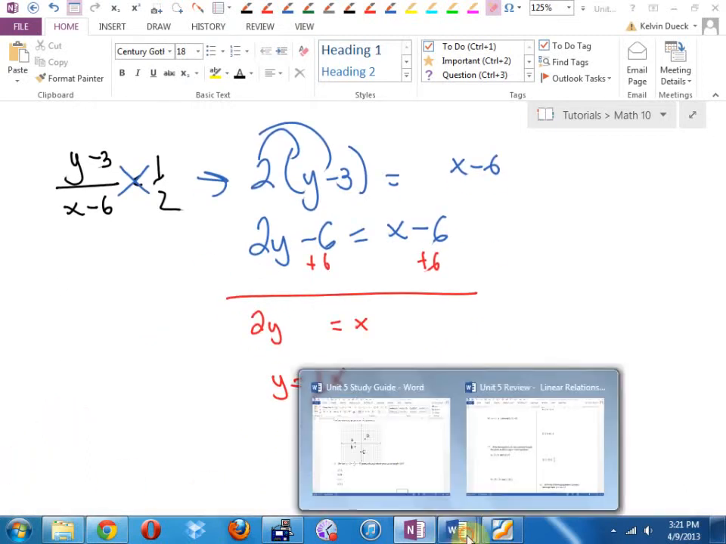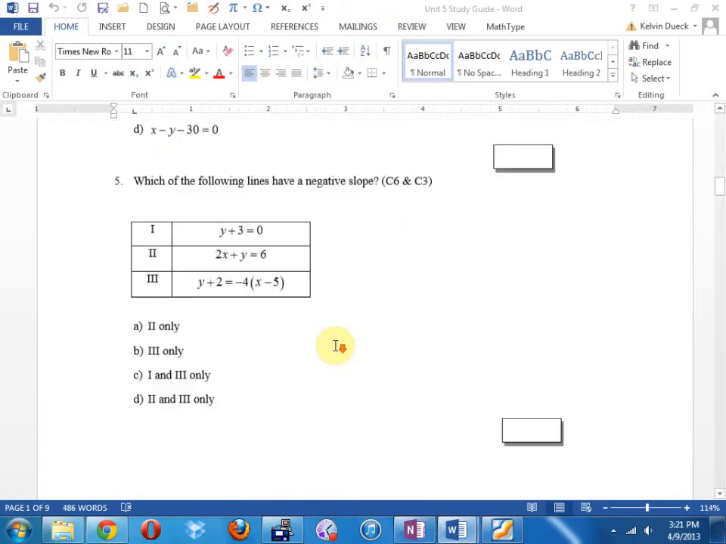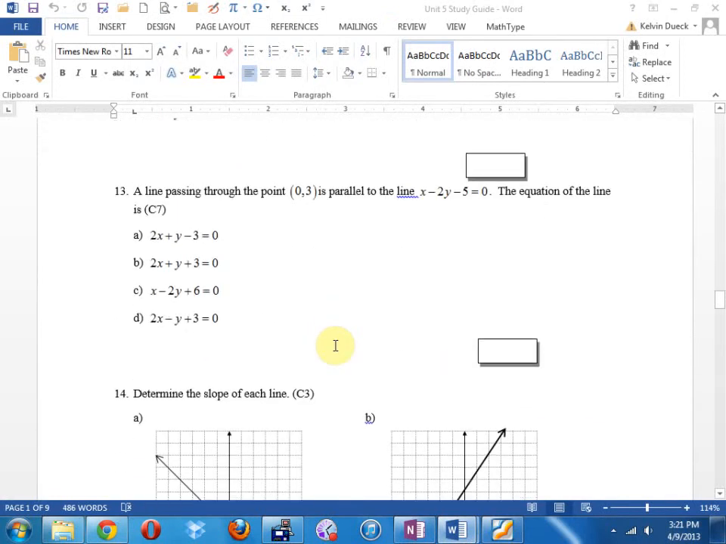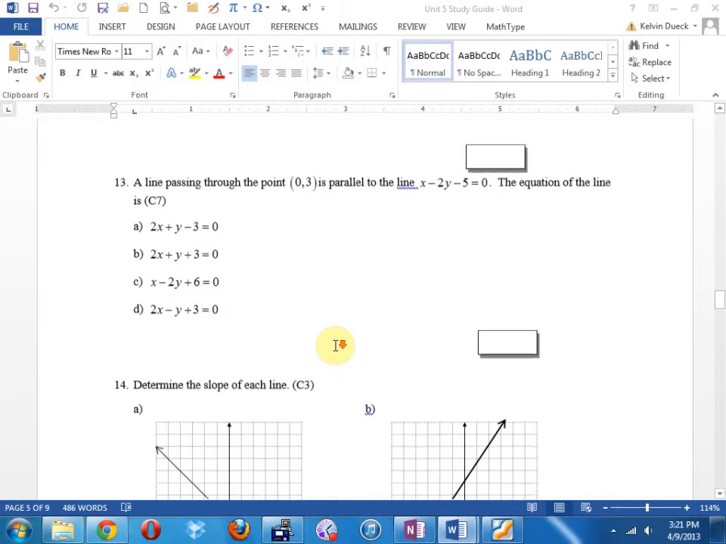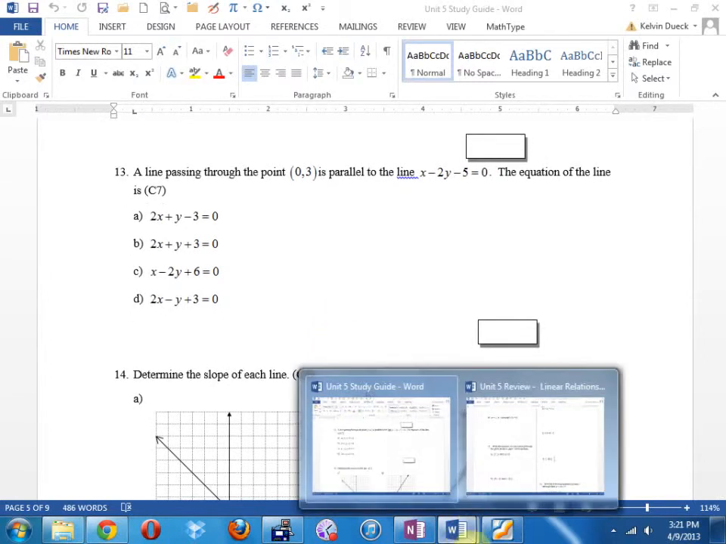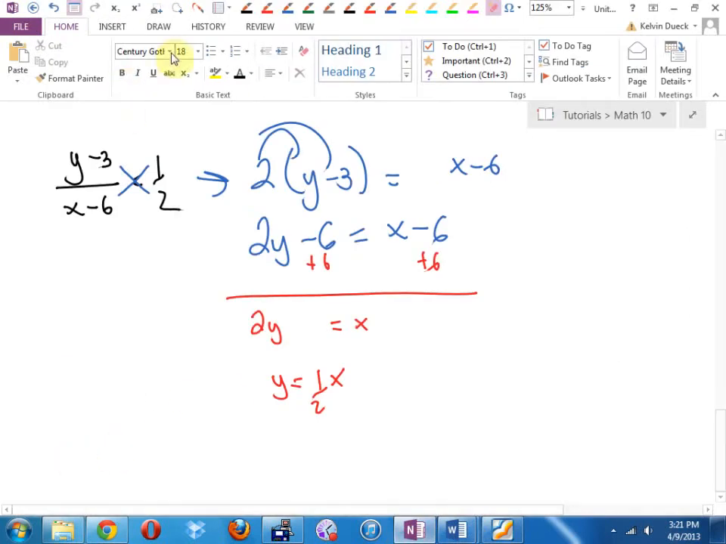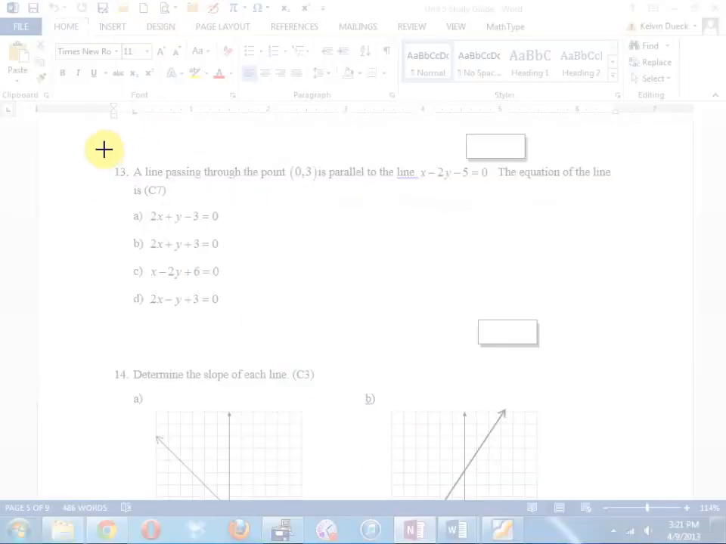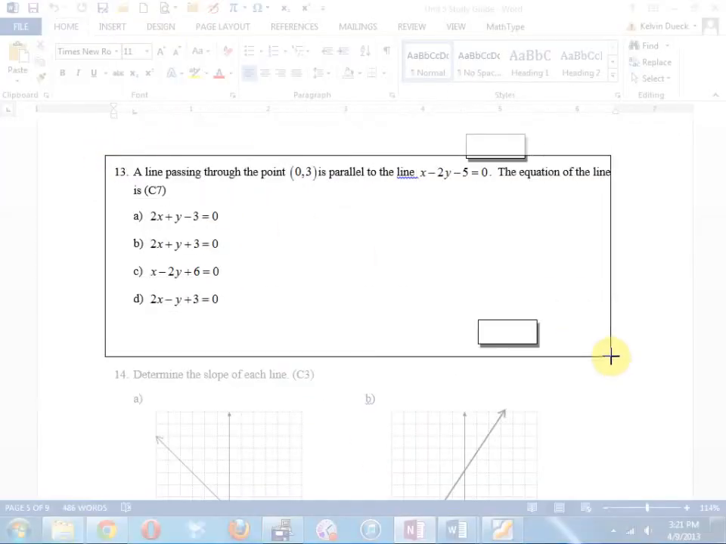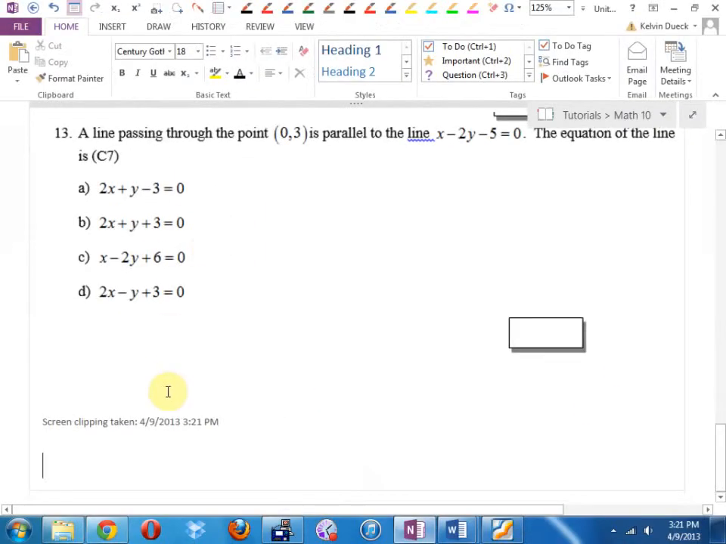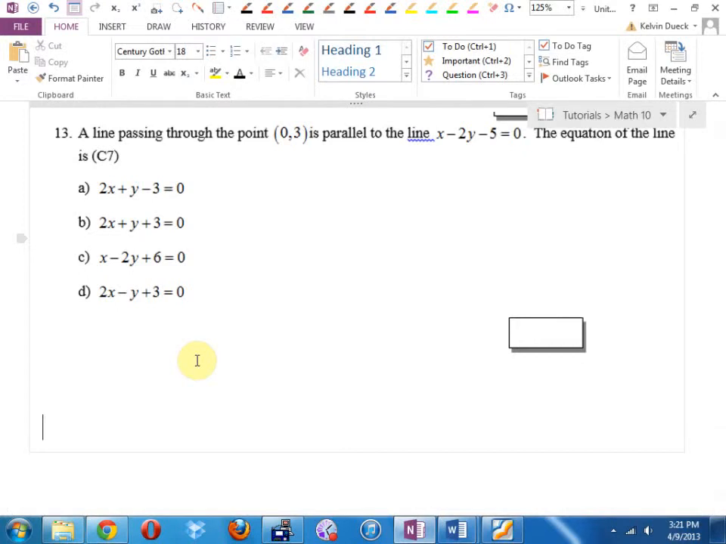13 on the Unit 5 study guide. This one I will do because it's multiple choice. What do they want me to find? The equation of y. Take a look at all four answers. What form do they want my final answer to be in? General. So I'm going to use the cross multiply trick.